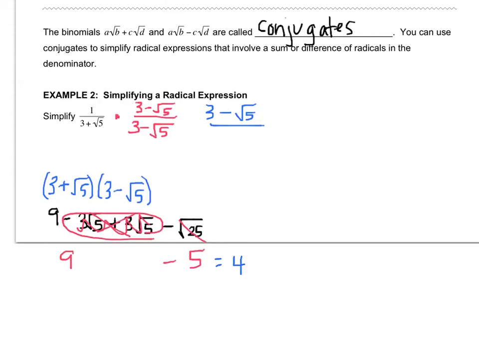So this whole bottom piece turns into just the simple number 4. And since nothing else is in common, this is the simplest form answer. Yes, it still is a radical, but it's not in the denominator.